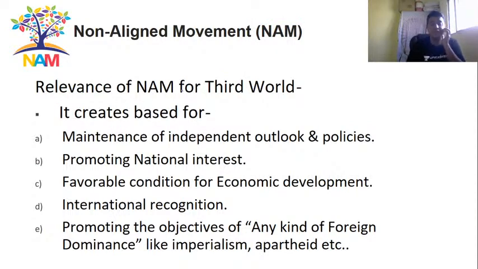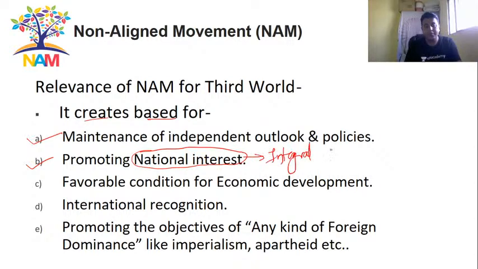Relevance of NAM for third world countries. What's the relevance? It creates a base for maintenance of independent outlook and policies. We already discussed it. Very simple. Second, promoting national interest. Because in the NAM, this is an inherent, integral part of it.